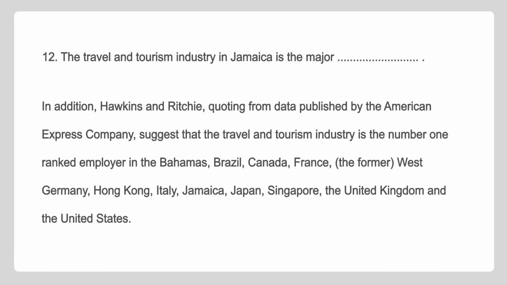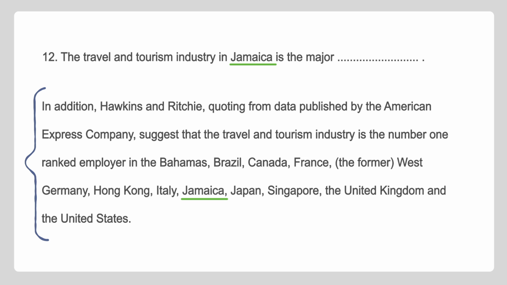Now, let's turn to our next question, which is question number 12. The travel and tourism industry in Jamaica is the major. Now, we should look for another major thing here, which is Jamaica. Now, the paragraph in which Jamaica, the name of the country, appears is this paragraph. Let's find Jamaica here. It's in the last line, right? There are a lot of names of the countries here: Brazil, Canada, France, West Germany, Hong Kong, Italy, Jamaica. All right. Now, what we do here is start reading from the beginning of the sentence. And the beginning of the sentence is the beginning of the paragraph, right? So we start from the beginning of the paragraph.